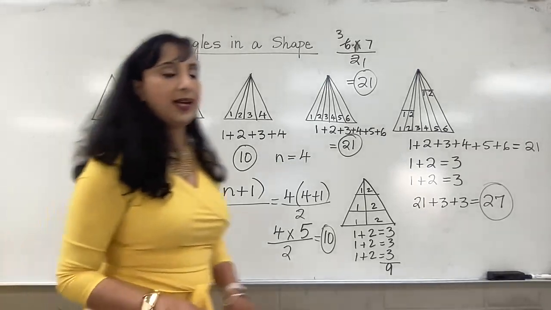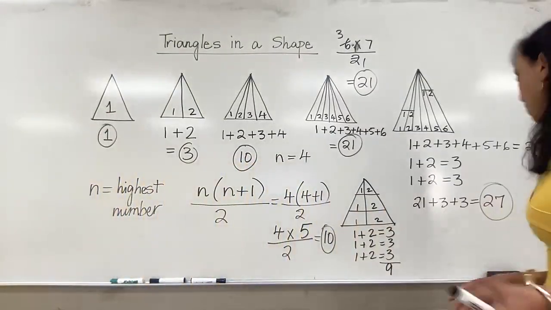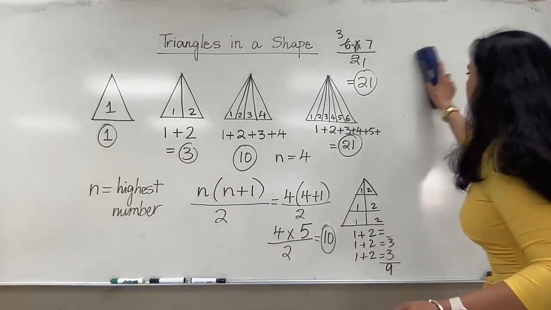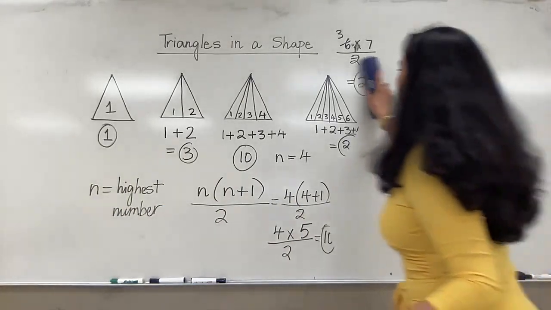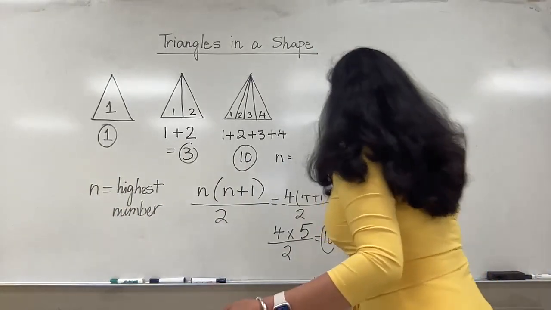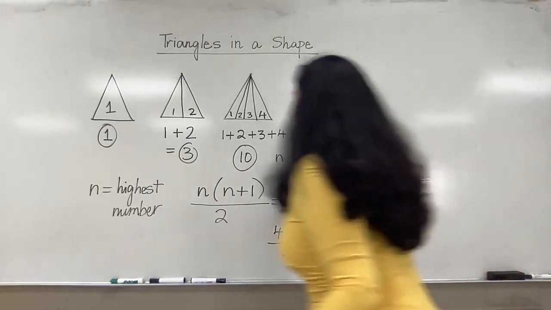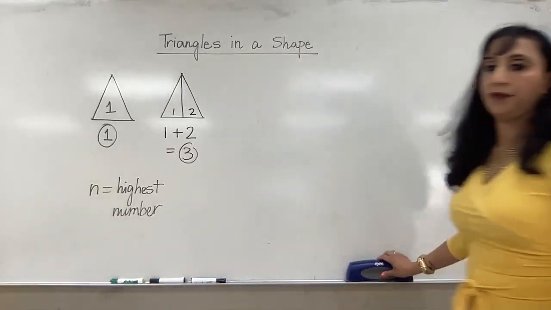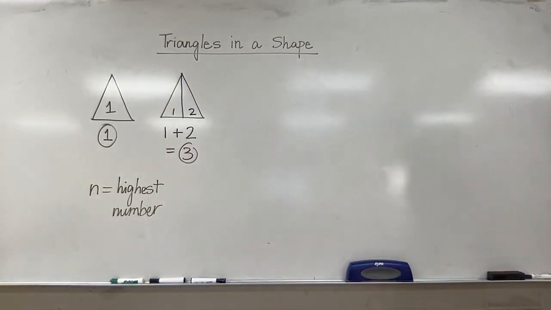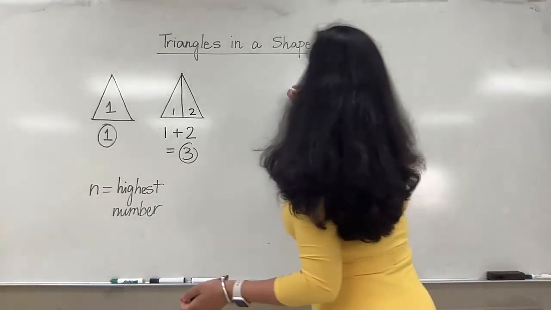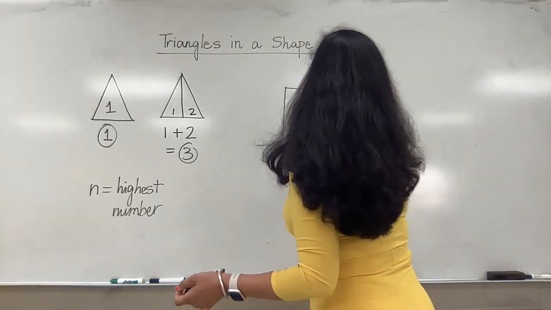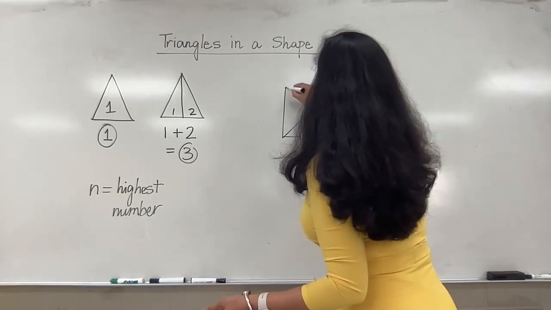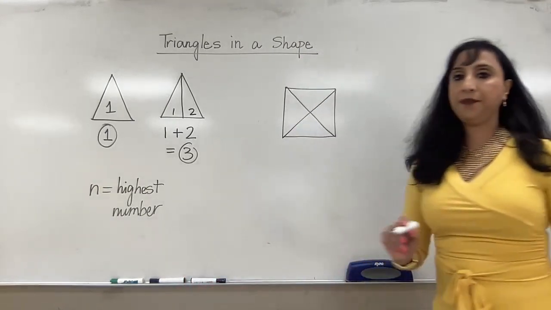Now, let's try a little bit different shapes with triangles in them so that you understand, what if it's inside a square or something like that, how many you should be counting. All right, let me remove this much. Okay, and let me give you a shape, let's say I give you a square and you have something given to you like this.